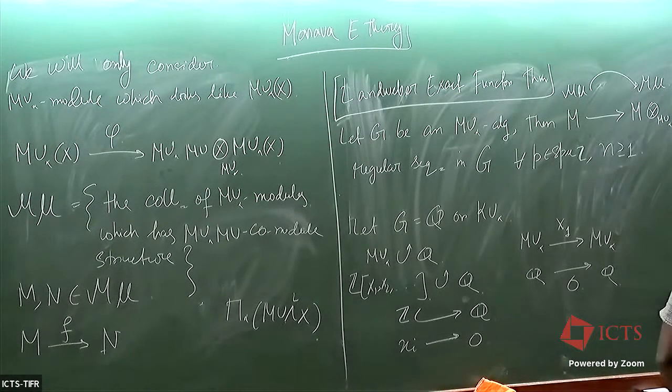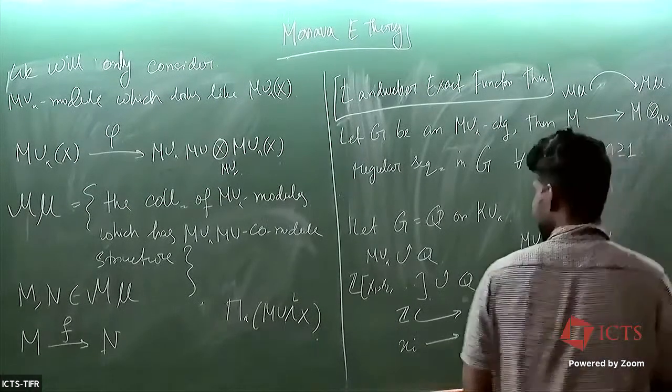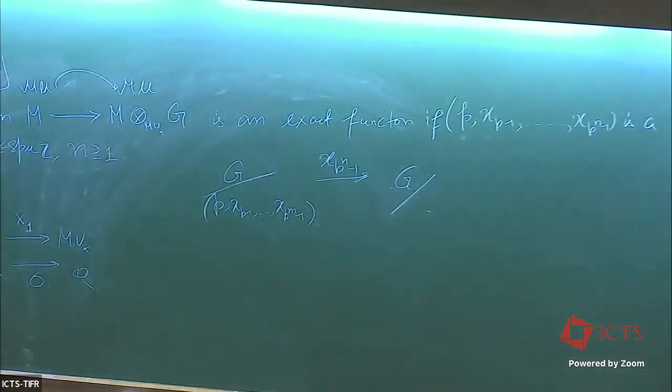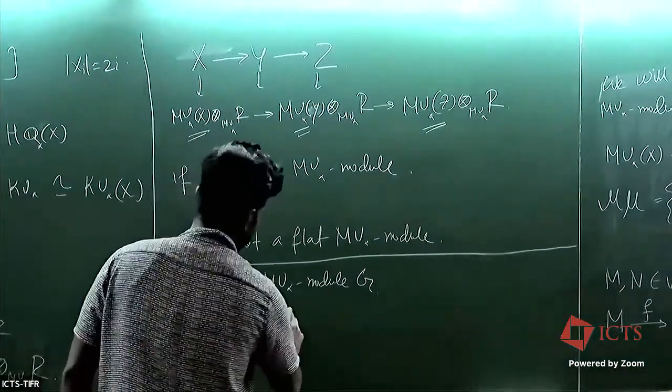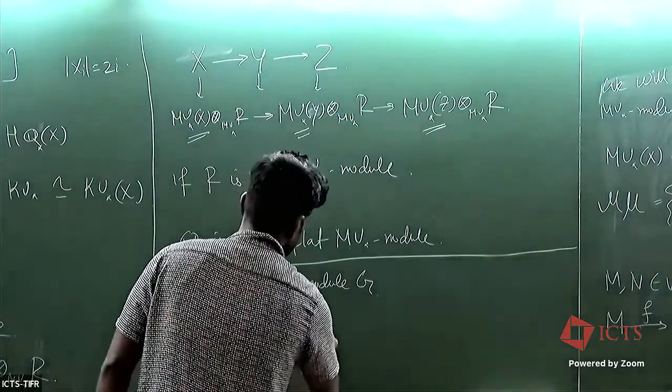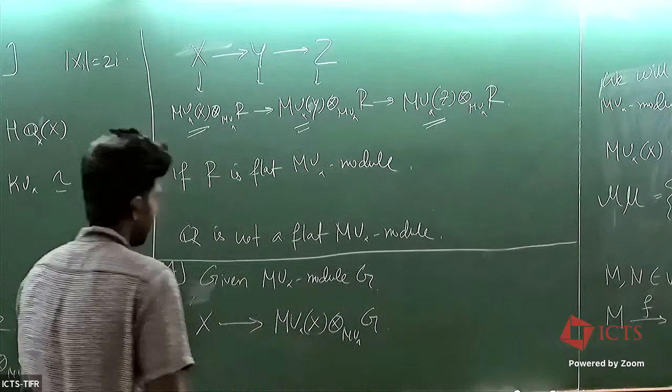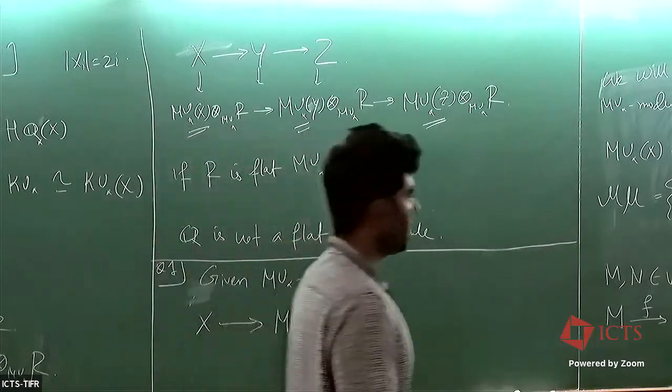So anyway, we have answered: if you give me a mu star module G, when is this functor a homology theory? The question number 1 was, given a mu star module G, when is this a homology theory. So that is answered by that.